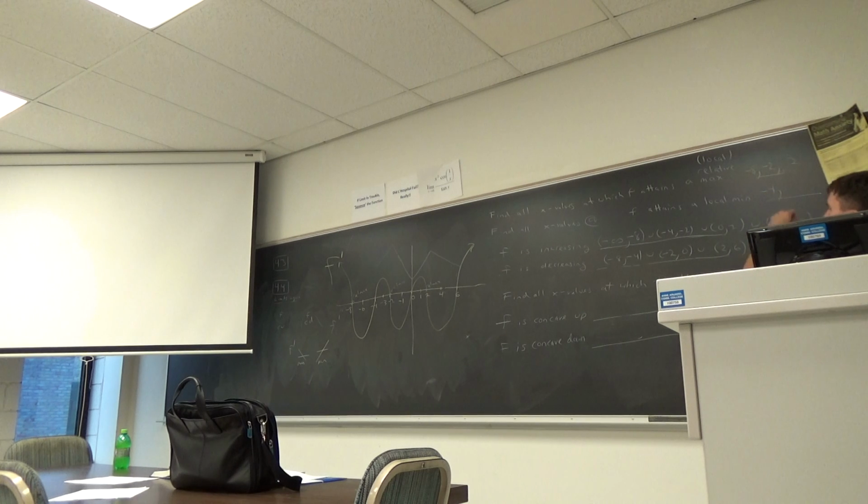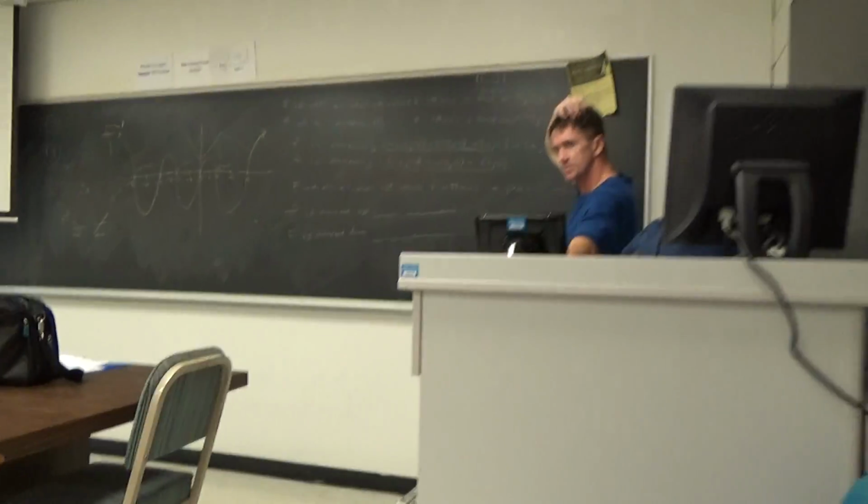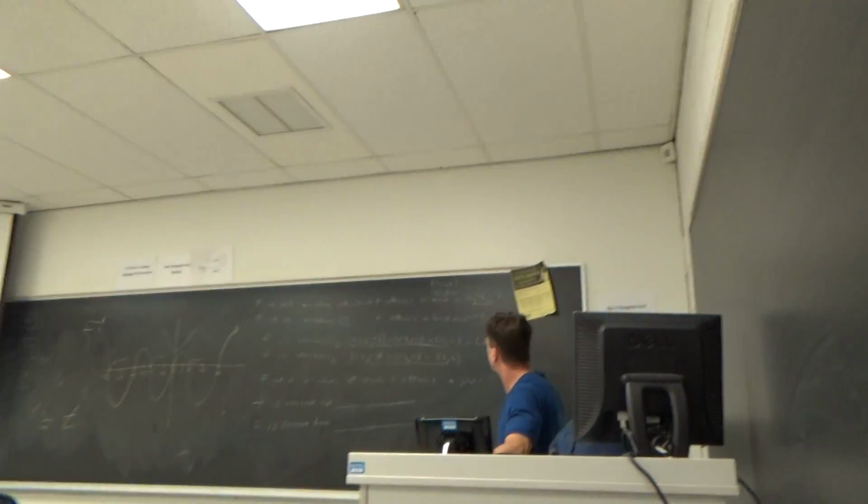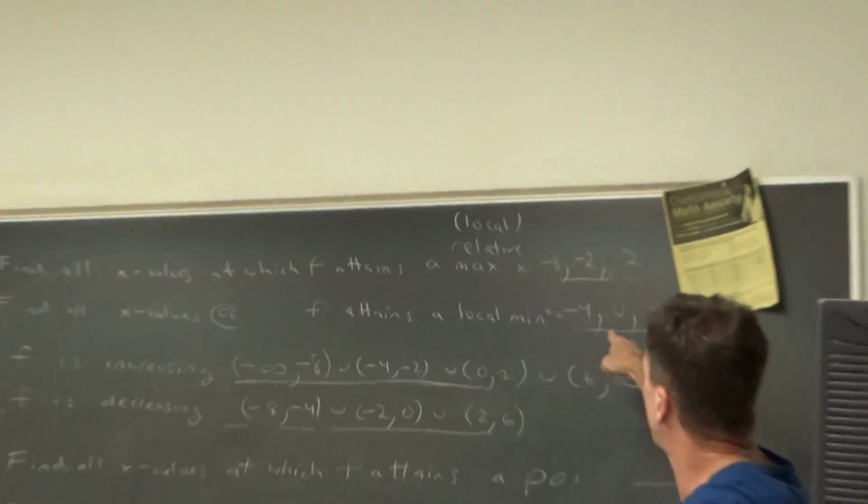So where's all the mins? -4, 0, an x equal to 6. If you want to put an x in front, you can. Here, an x equal. Just list the numbers. I want to make it easy for you so you can just list these numbers in. -8, -2, 2, -4, 0, and 6.